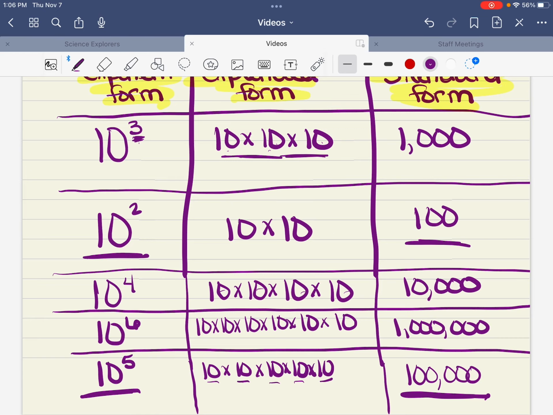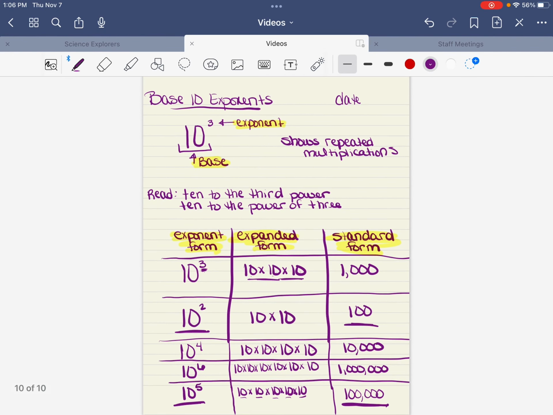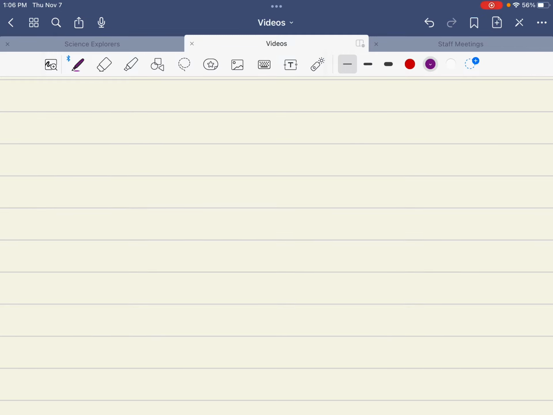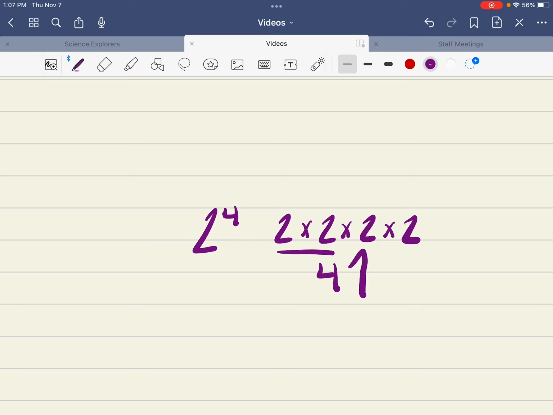All right. To show what this would look like, I'm just going to go to the next page real quick. But you don't have to write this part down. If you had something like, say, 2 to the 4th power, that wouldn't be 8. That would be 4 2s. 2 times 2 times 2 times 2. 2 times 2 is 4. Times 2 is 8. Times 2 is 16. And so the answer to this would be 16.